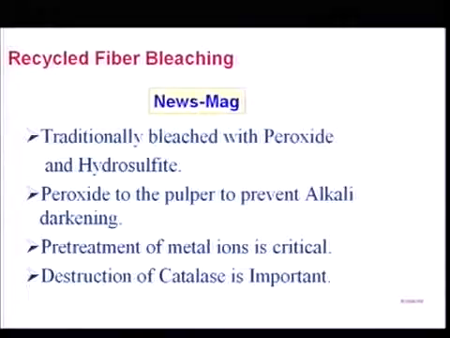And a pre-treatment of metal ions is very critical. Chelating agents, DTPA, you can add it in the pulper. I showed you how much aluminum, calcium, manganese, and iron comes with newsprint, particularly magazines. So, you need a chelating agent, DTPA or EDTA, you can add.